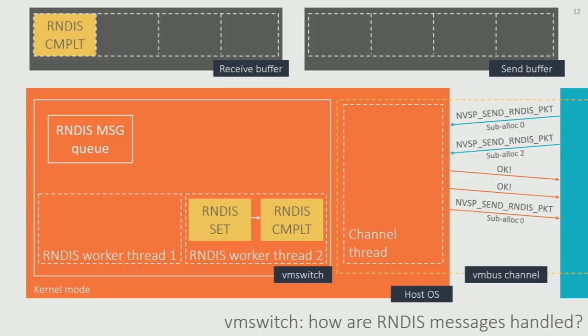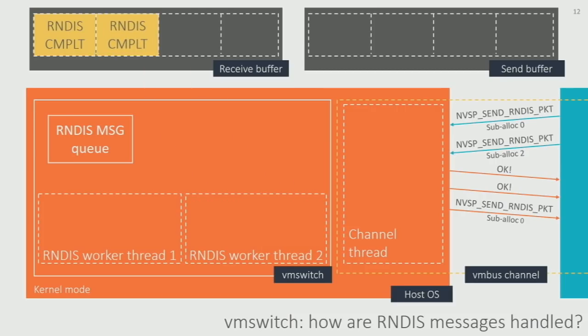I know all these details are kind of boring, but they will all come up later, so try to pay attention. After that, the host OS is going to acknowledge that it has finished this message. It has placed the completion message into the receive buffer. It's going to do the same thing for the other message, acknowledge it to the guest, and that's basically it.